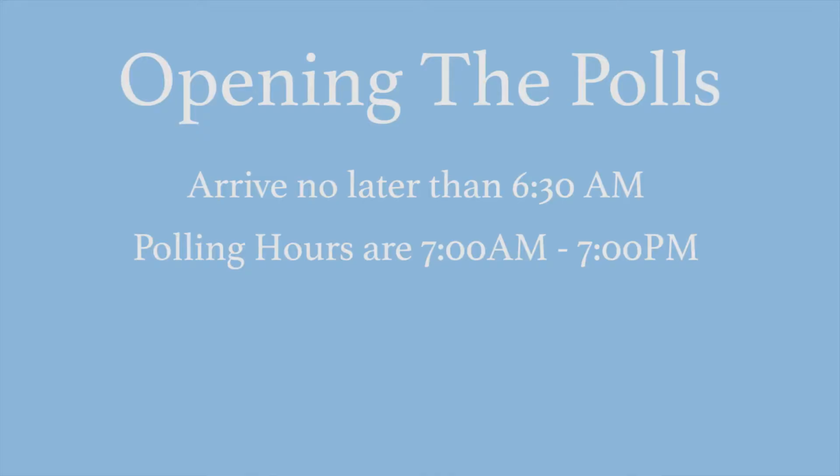I'm Greg Woodger with Election Systems and Software, and we'll begin with the opening the polls process. When you first arrive, you must arrive no later than 6:30 a.m. Polling hours are 7 a.m. to 7 p.m. Once you arrive and bring your materials in, open your Record of Elections box, remove the contents from that box, and lay those out in an orderly fashion.